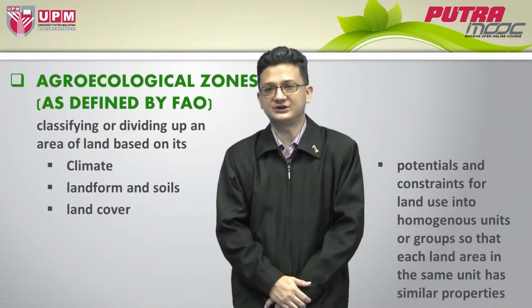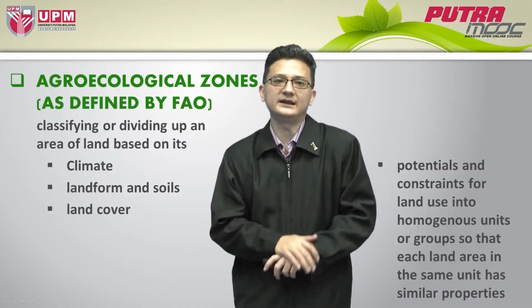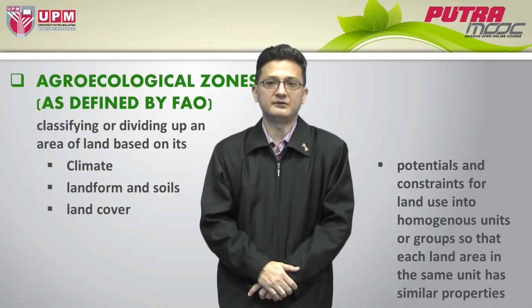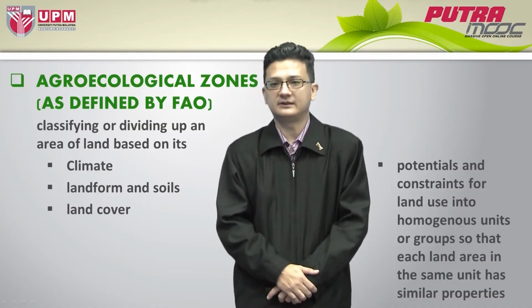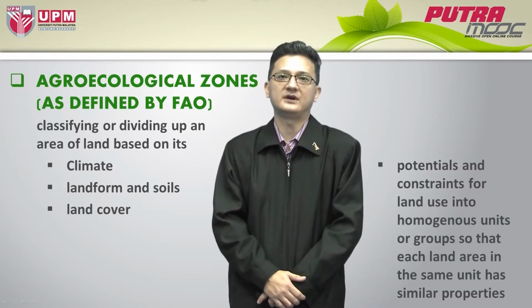So agroecology zone, we will talk about climate, the soil, the terrain, as well as the crop yields. Now, there are many definitions to agroecological zones, but the basic idea is very simple. As defined by the Food and Agriculture Organization, FAO, an agroecological zone is simply classifying or dividing up an area based on its climate, the terrain or landform, the soil types, the land cover, how much vegetation there is, for instance, and the potentials and constraints for land use.